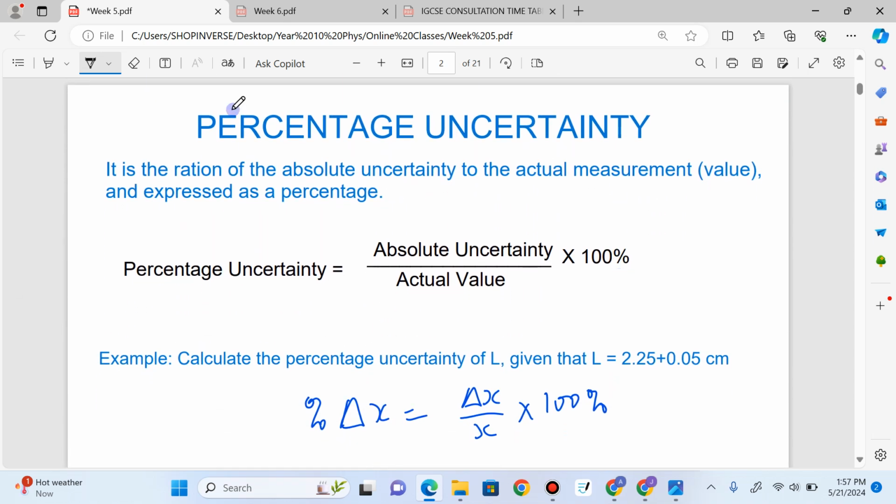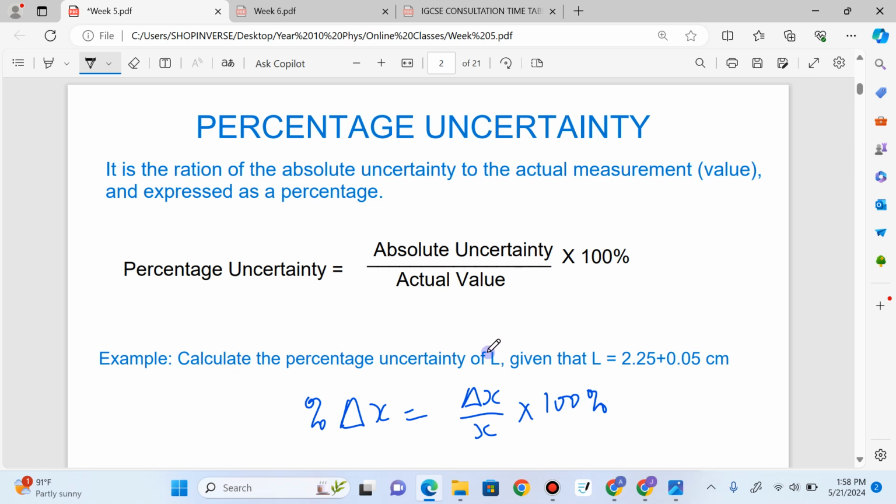Now we're going to talk about percentage uncertainty, and it is the ratio of the absolute uncertainty to the actual value, or actual measurement. That is percentage uncertainty. And we use the symbol of percentage and the symbol of uncertainty. So percentage uncertainty in X equals absolute uncertainty in X divided by the actual value of X multiplied by 100%. So this is an example.